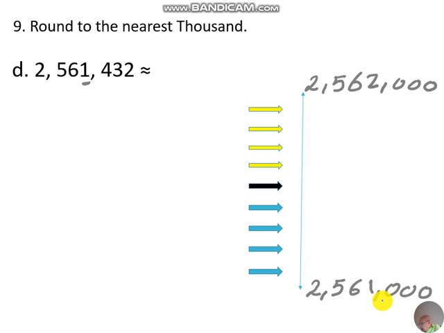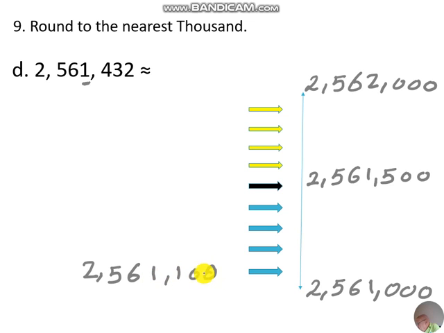Okay, to find the midpoint, I have to change this 0 to 5 and write the rest. This is 2,561 and 500. Because the difference between this number and this number is 1000, the number increases by 100 each time. The first one here became 2,561,100 and the one after became 1200.